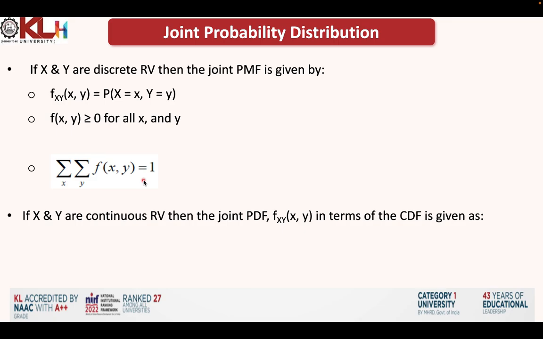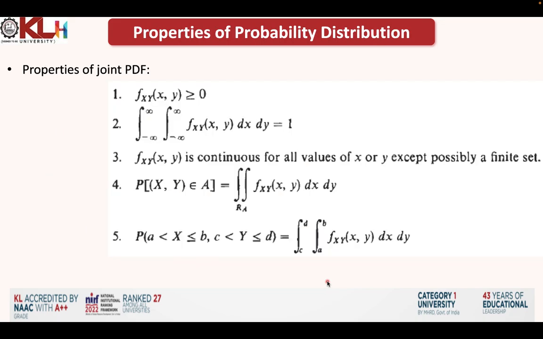If X and Y are continuous random variables, then the PDF can be written in terms of the CDF as the partial differentiation of the CDF with respect to x and y. The properties of the PDF for the joint case are similar to the single random variable case. So it is a positive number, and the integration for the entire range has to be 1.